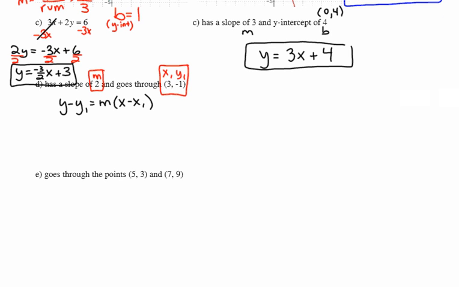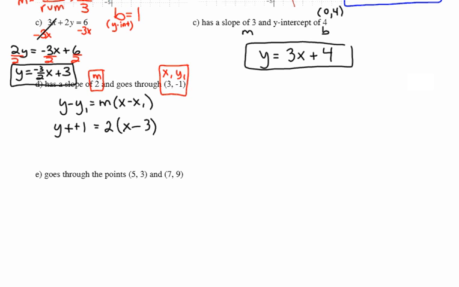Let's plug it in. y minus what? What's our y1 value? Negative 1. So if you're subtracting a negative, y minus negative 1, what happens? It becomes a plus. So you can write this just as y plus 1 if you want. Equals m, which is 2, x minus, what's my x1? 3. Okay. So they want us to write this in slope-intercept form, y equals mx plus b.